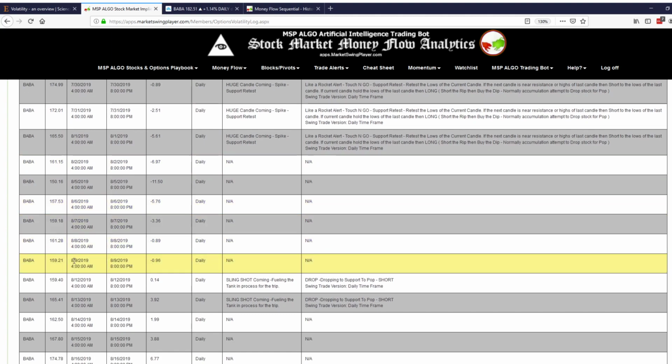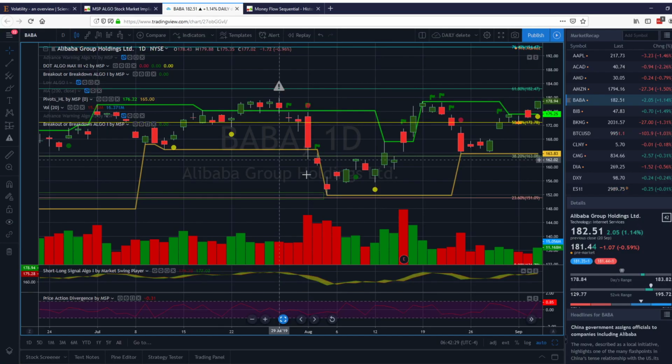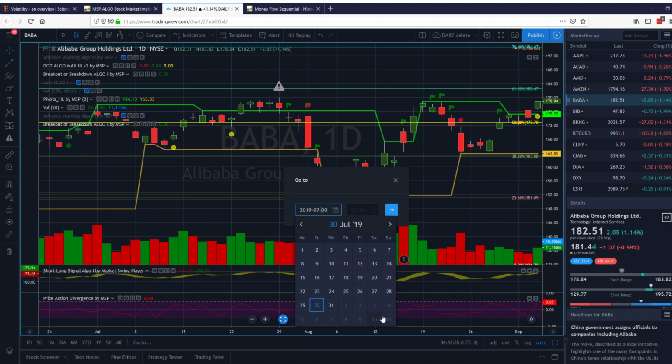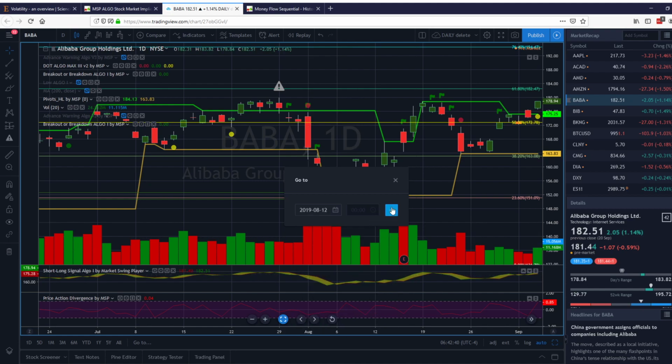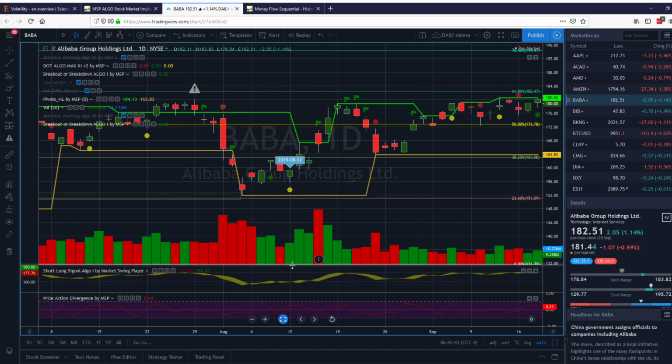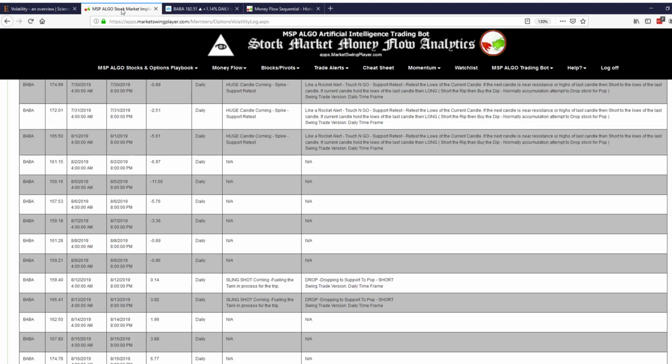The next time we had an alert, and so we didn't have any more alerts. The next time we had an alert was the 12th of August. So let's look at the 12th of August and see what that looks like. Okay, so we got another alert, and it looks like it was choppy here, so we didn't get an alert. So let's see what this alert says.